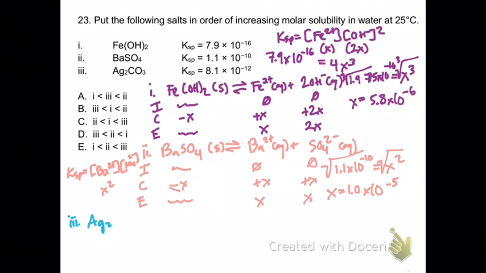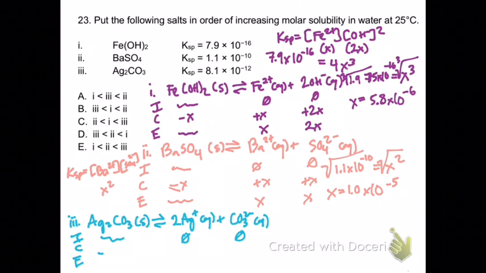So for salt 3, we have Ag2CO3. It breaks apart into 2 silvers and carbonate. So we'll do our ICE table. Pretty classic. We don't care. 0 and 0, minus x, plus x, actually plus 2x and plus x. And we get x and 2x, and we don't care. So when we plug everything into our Ksp expression, we have Ag plus squared times the carbonate concentration.